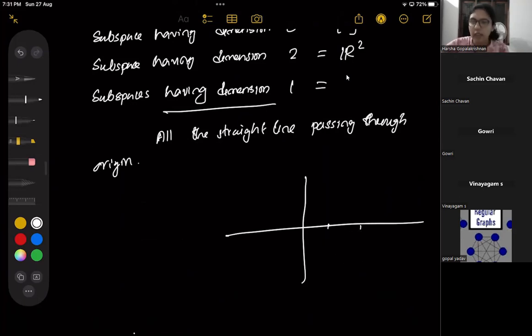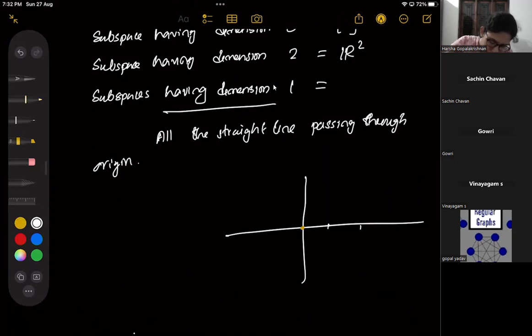Now, in a subspace we always want a zero element. Without the zero element, we cannot have a subspace, because the additive identity 0 should be there. So this 0 should always be there. Now, a subspace having dimension 1 means there exists an element C which generates W.